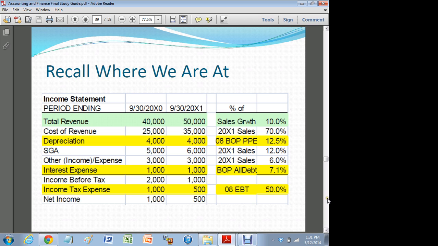So where are we at? Total revenue, that's the first thing we did. These numbers with the sales figure, we got them out of the way first. Depreciation, we used the PPE to project. We used the debt for the interest expense, and then for the tax expense, we used the period's income before tax.